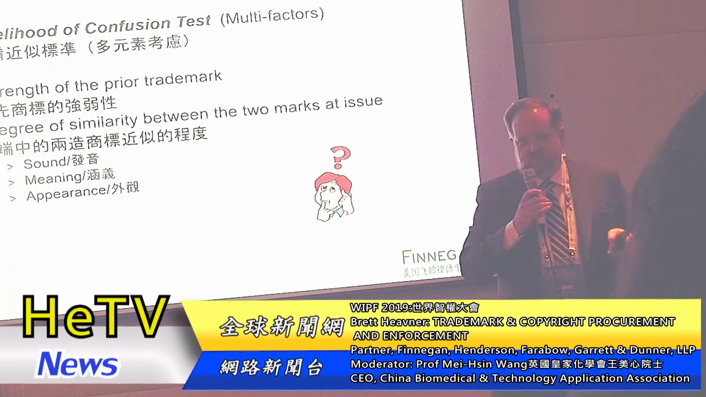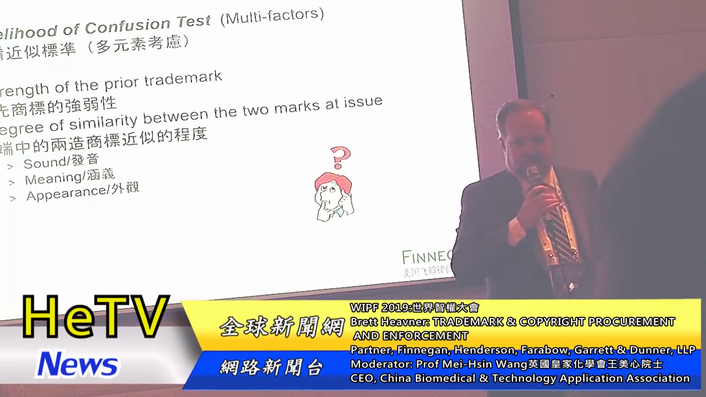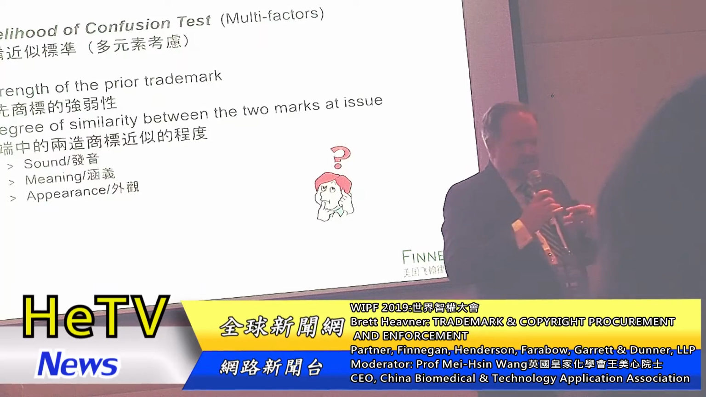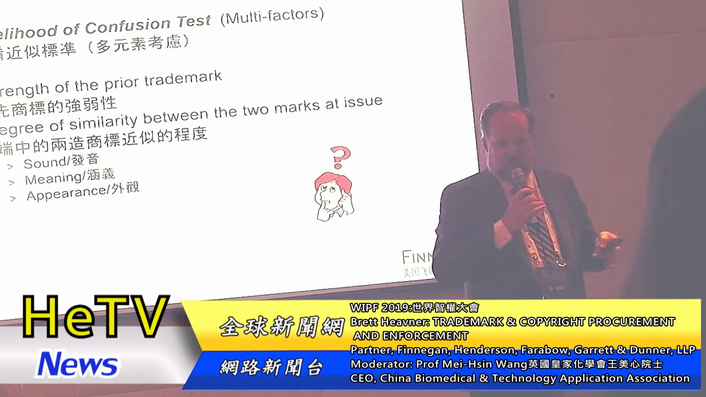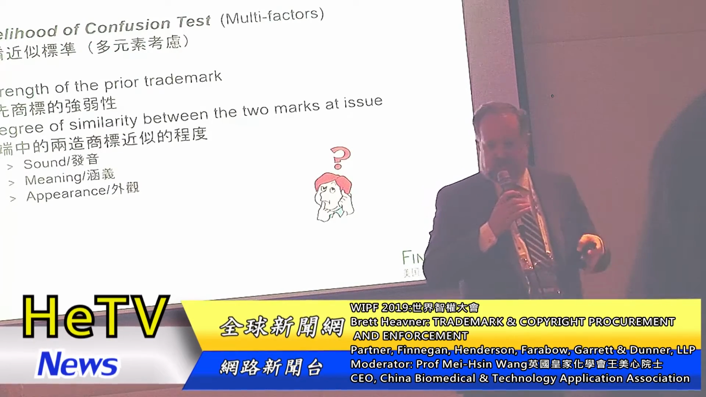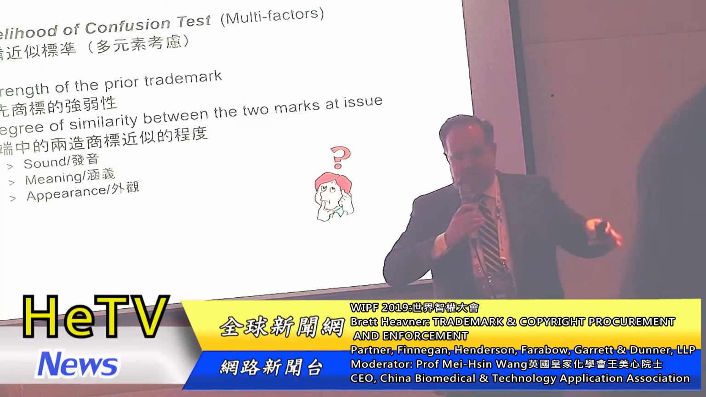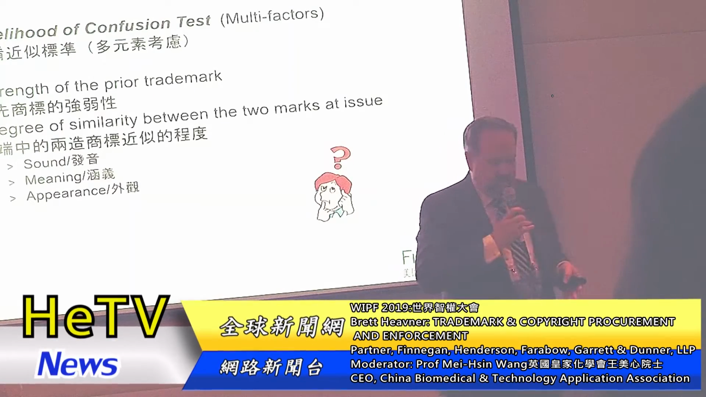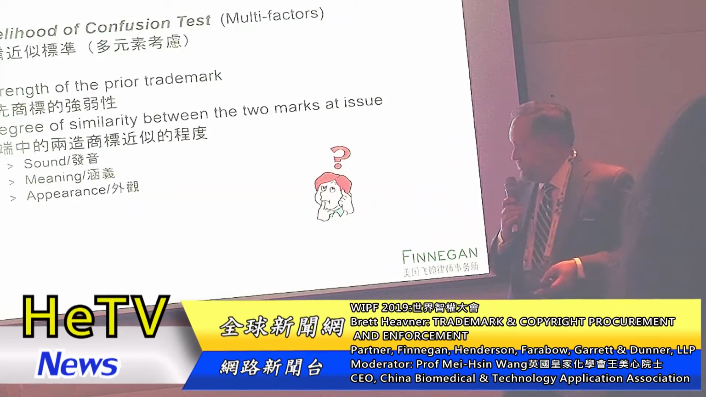The first is the strength of the prior mark, the mark that's being asserted. That is, is it something that's descriptive, almost descriptive, or so highly suggestive that it's weak, or is it a diluted mark because there's a lot of other similar marks that coexist in the same field? They will look at that as one of the factors.